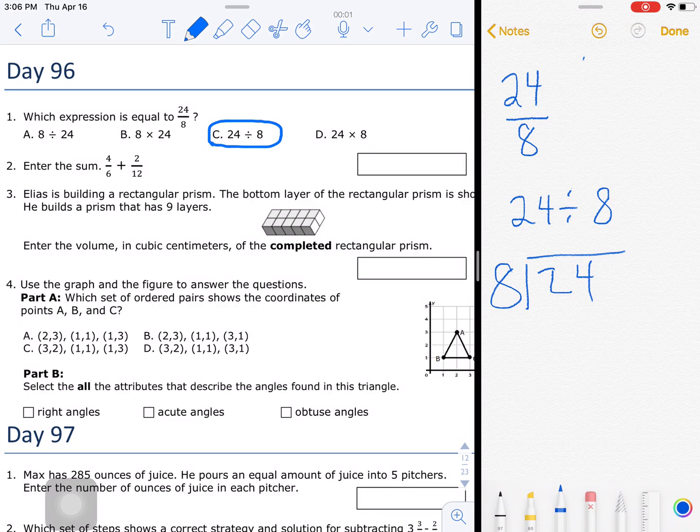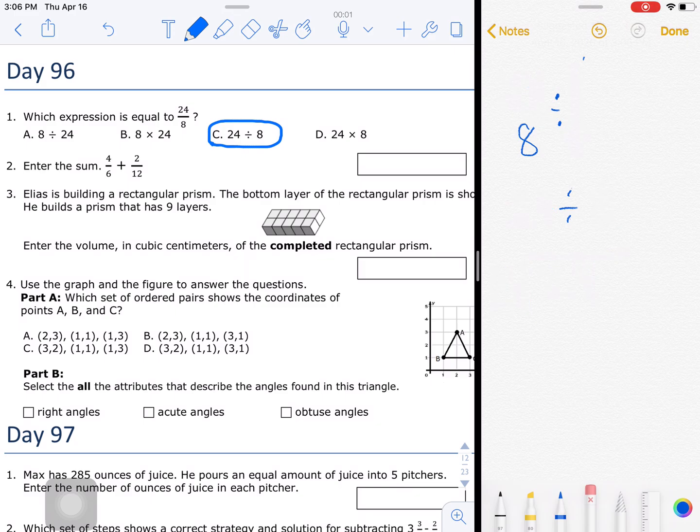Now some people might accidentally confuse A and C, but we want to remember as we read this problem, we read it from the top down, and we'll read the fraction bar as a division symbol. So we'll just say 24 divided by 8. Okay, let's look at problem number 2.